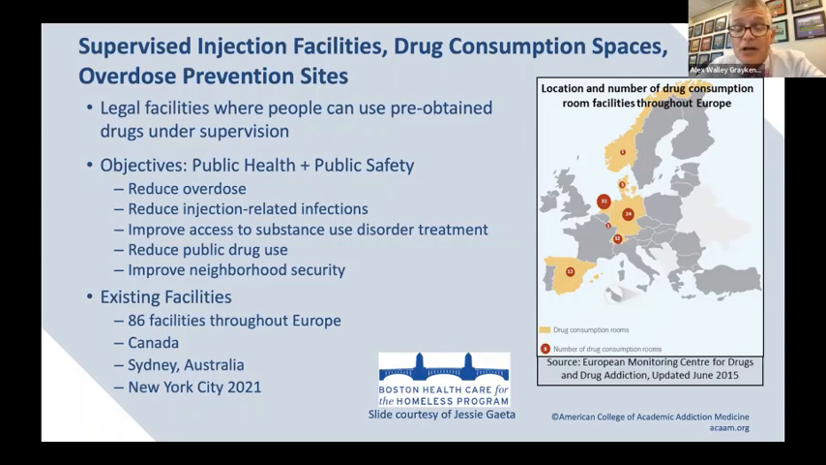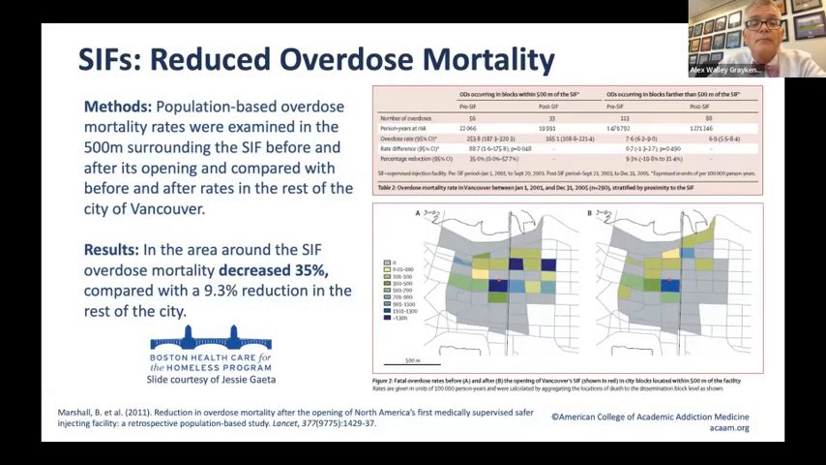There's research that's been done largely in British Columbia, but also in other places, showing that each of those objectives can be realized. There are existing facilities, over 86 facilities throughout Europe, now nationwide in Canada, and in Sydney, Australia. And for the first time, there's a sanctioned legal overdose prevention site in New York City that opened in 2021.